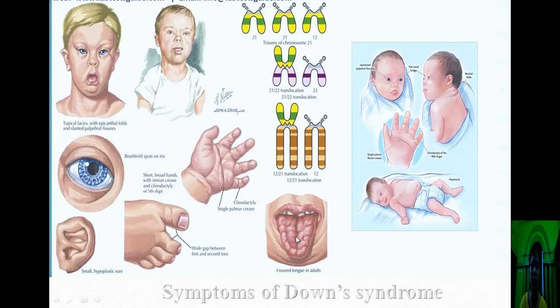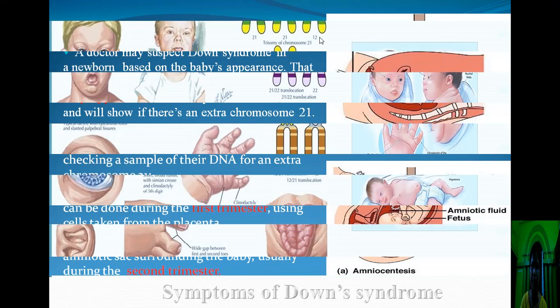This type of tongue is found. This is the tongue found in case of adults. These are the upward slanting eyes. This is the one crease. This is the child having Down syndrome, and chromosome number 21 is 3 in number. You can see in this diagram.